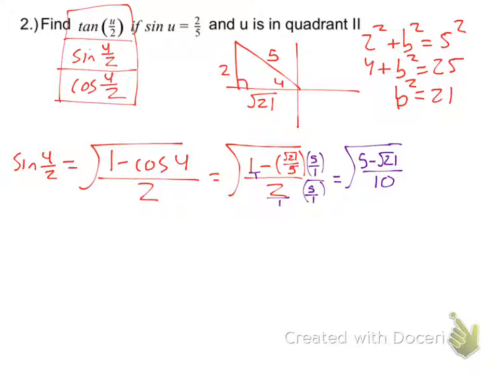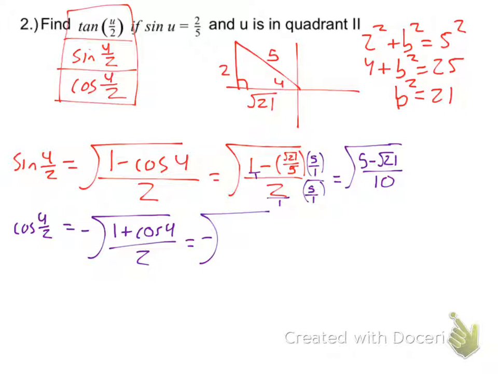Of course, now that's only done for sine of u over 2. Now we have to do cosine of u over 2. Second quadrant, cosine should be negative. So this is a negative square root of 1 plus cosine u all over 2. We just did this one. What's the cosine of u? Cosine of u is square root of 21 over 5. So instead of subtracting the square root of 21 over 5, I'm adding it.